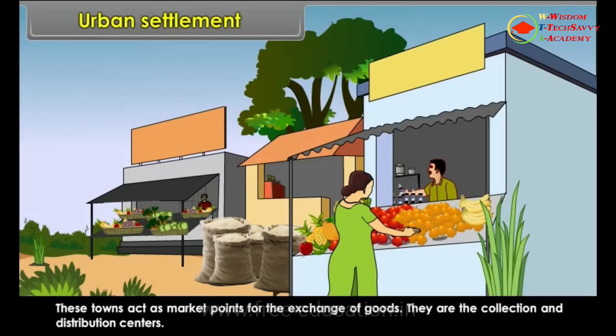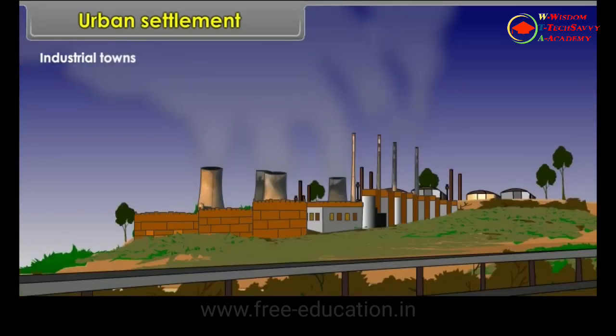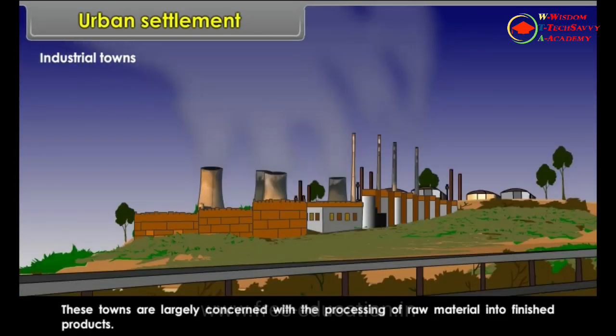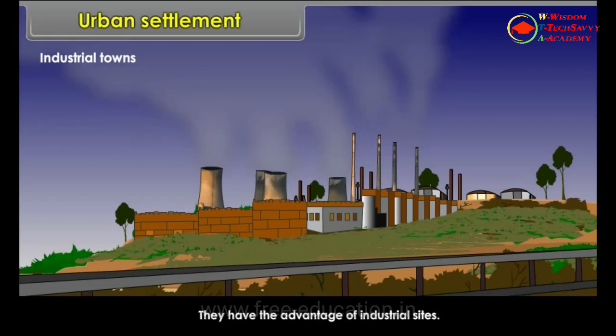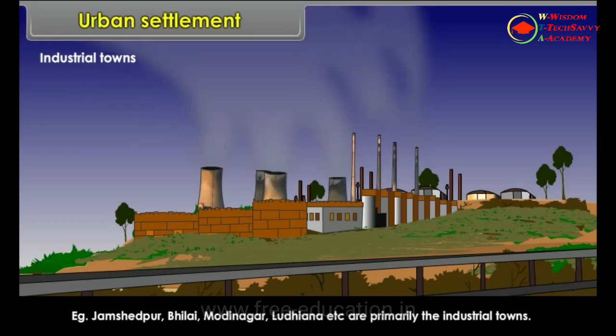Market towns. These towns act as market points for the exchange of goods. They are the collection and distribution centers. Industrial towns. These towns are largely concerned with the processing of raw material into finished products. They have the advantage of industrial sites. Example, Jamshedpur, Bhilai, Modinagar, Ludhiana, etc. are primarily industrial towns.